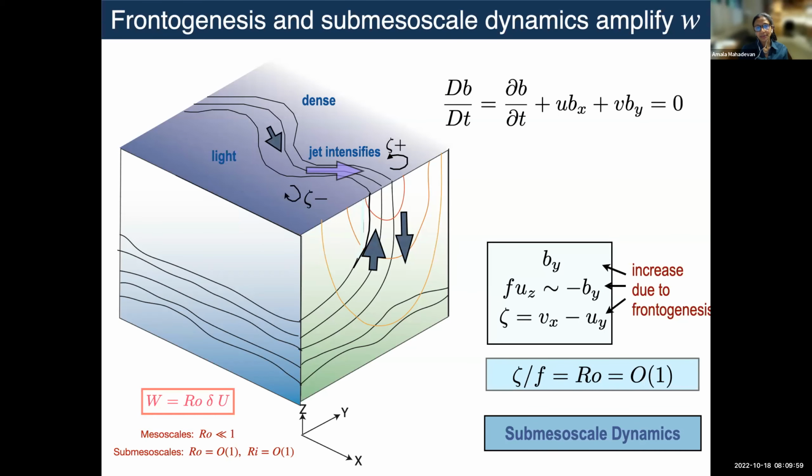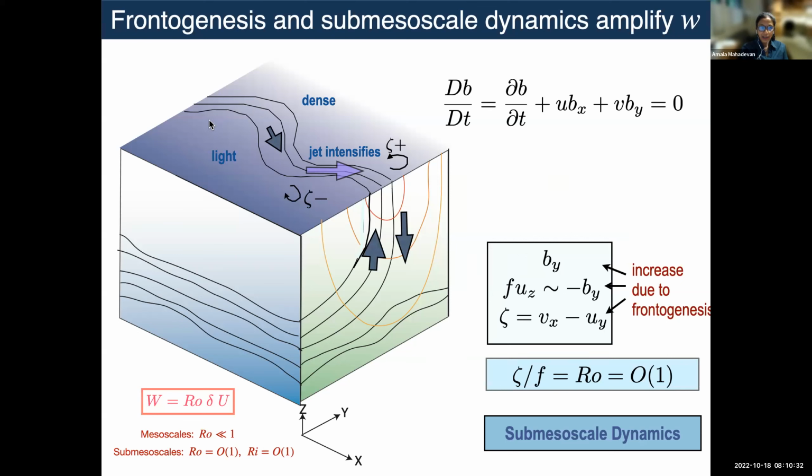Okay, so I just mentioned that the vertical velocity spectrum is whiter than the horizontal kinetic energy spectrum, and submesoscales are very important. What I mean by submesoscales are motions where the Rossby number and Richardson number are order 1. As I just said, the vertical velocity scales like the Rossby number times the aspect ratio times U. So when the Rossby number is order 1, you get enhanced vertical velocities. And this happens spontaneously at fronts through frontogenesis.